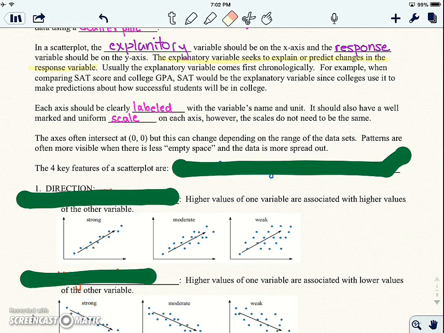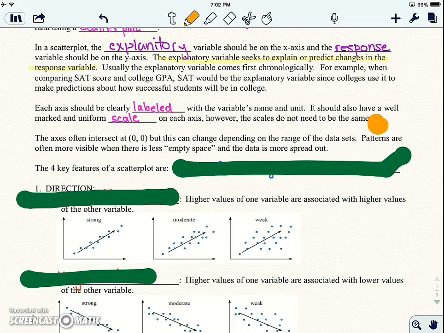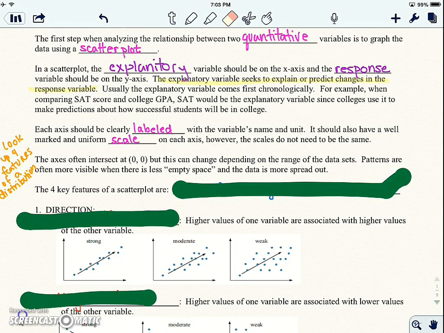Okay, we have 4 key features of scatter plots. However, I'm going to stop you before I tell you the 4 key features of a scatter plot. I'm going to ask you to look up the 4 features of a distribution from earlier chapters that'll help you on the warm-up next time.